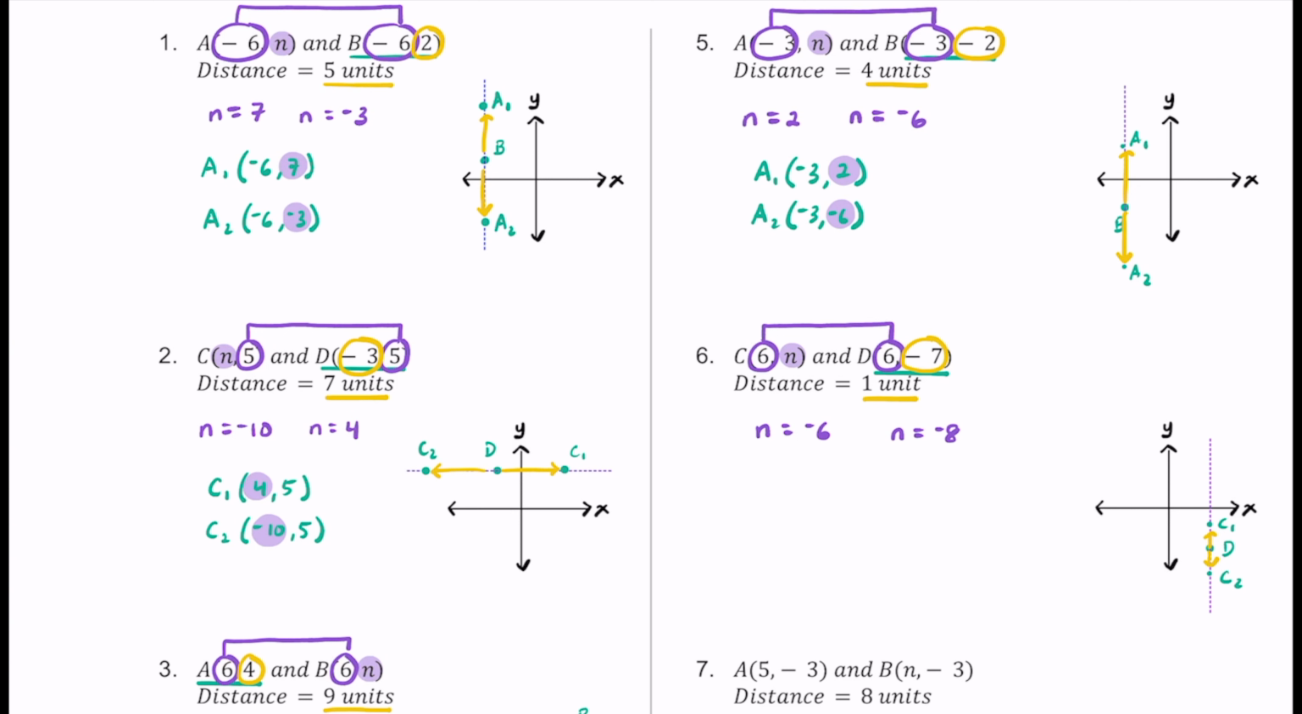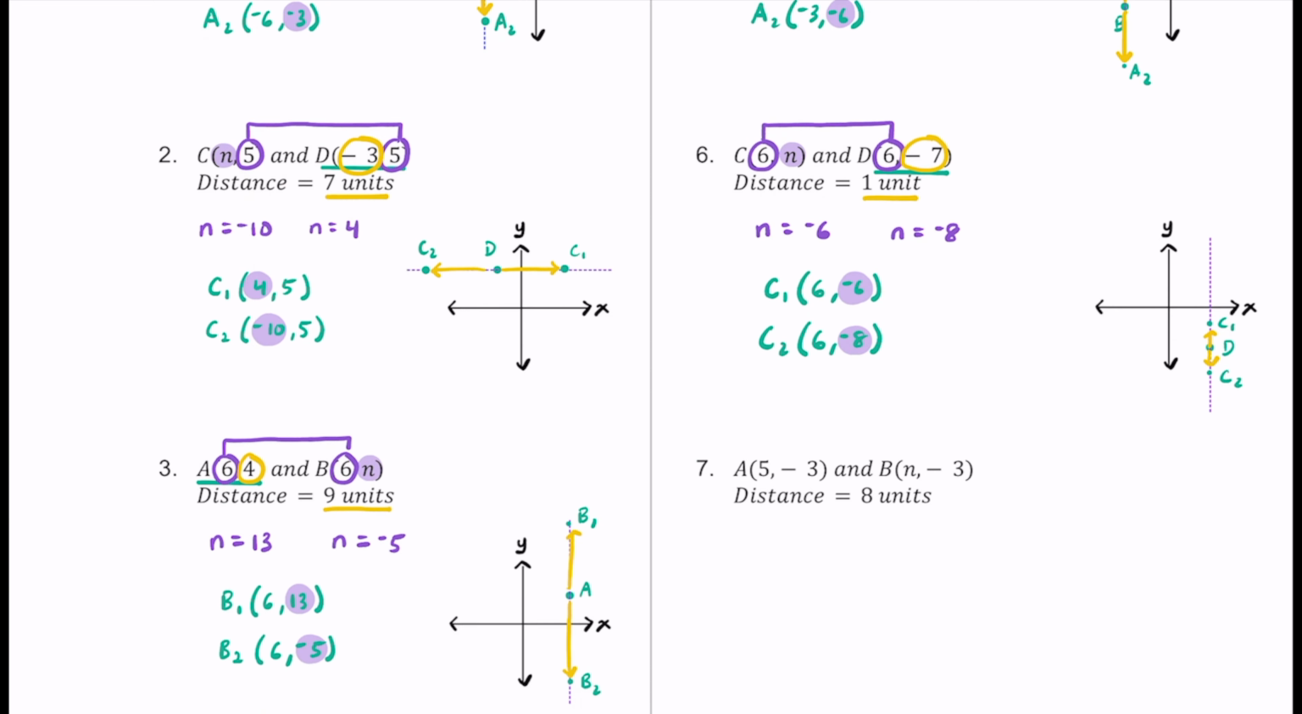So what are the coordinates here? Well, C1, one possibility could be at (6, -6). That's if we went up a little bit. And then for C2, that's if we went down a little bit. That's going to be (6, -8). So we just found out that this -6 and -8 would be the two possibilities for what n could be.